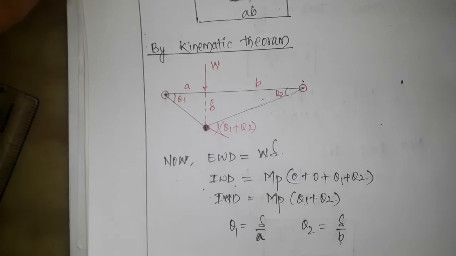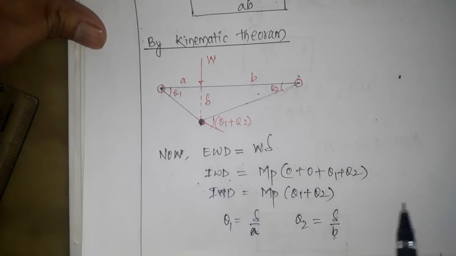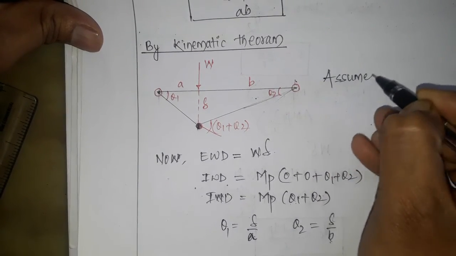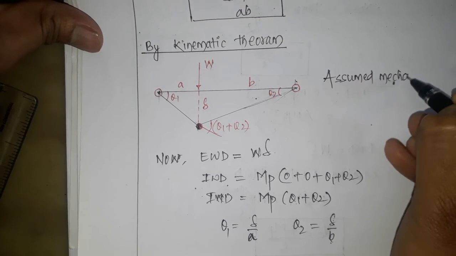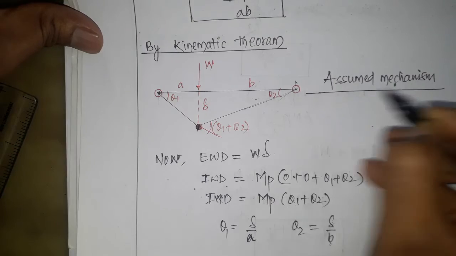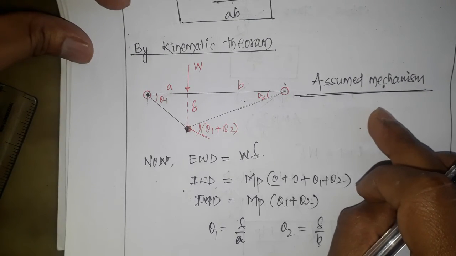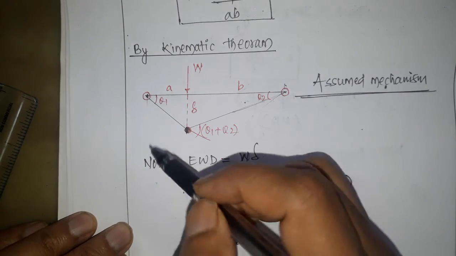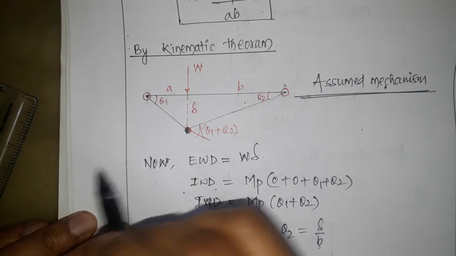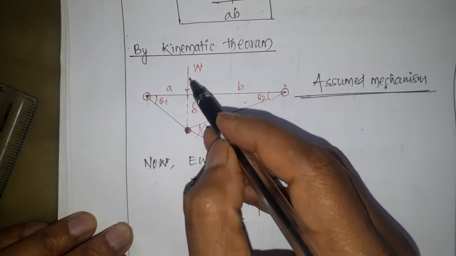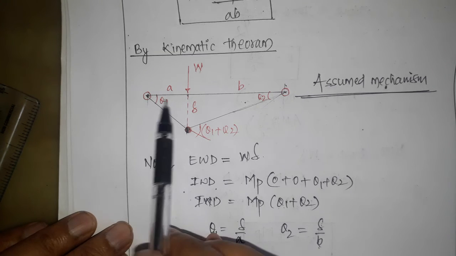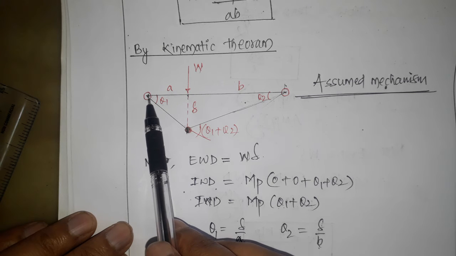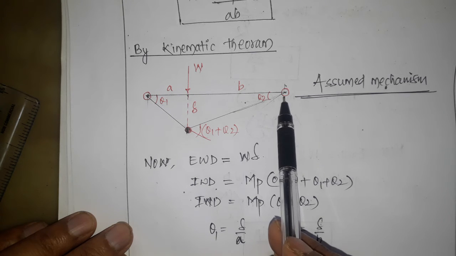Then after that, the next is the kinematic theorem. Here it is an assumed mechanism. This is very important, we have to assume a mechanism by giving a displacement. That is the principle of virtual work. By the principle of virtual work we have to give a displacement delta below the concentrated load. So we will get A, B, that is theta 1, theta 2. That is the rotation at support A, theta 1, and at support B, theta 2.